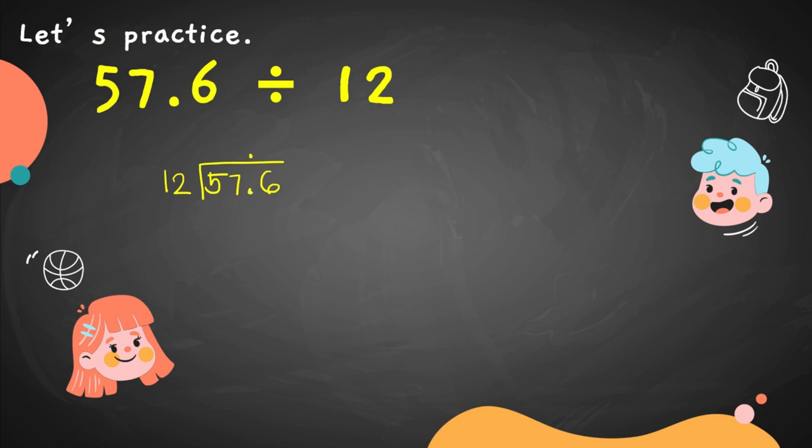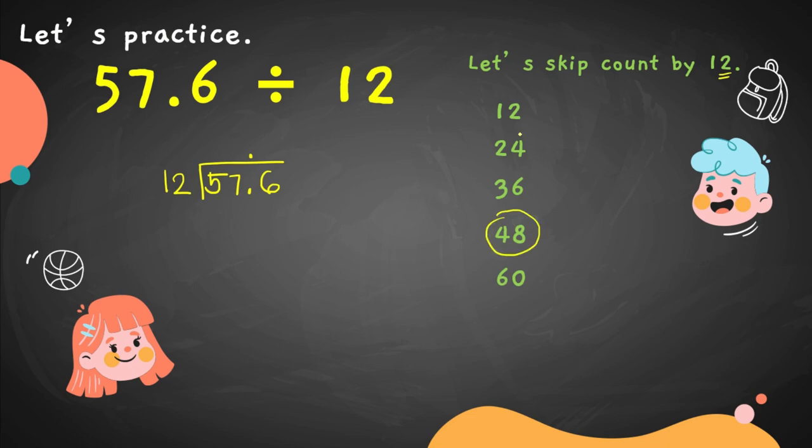So, wag nyo nang pansinin itong decimal point na ito. So, we have 5 divided by 12 cannot be. 57 divided by 12. Ilang 12 meron sa 57? So, again, pwede tayong mag-skip count by 12 naman. So, the first one is 12, 24, 36, 48, 60. So, kung 60, hindi na pwede dahil lalagpas tayo. We only need 57. So, dito tayo sa 48. Yung 48, pang ilang multiple yon ng 12? We have 1, 2, 3, 4. So, pang-apat.